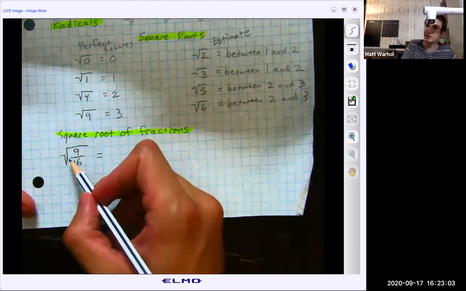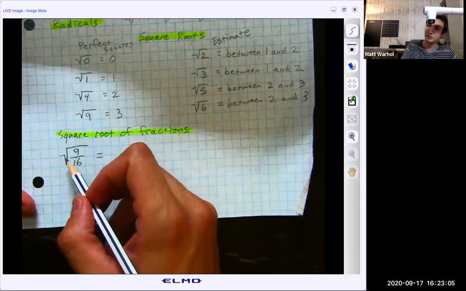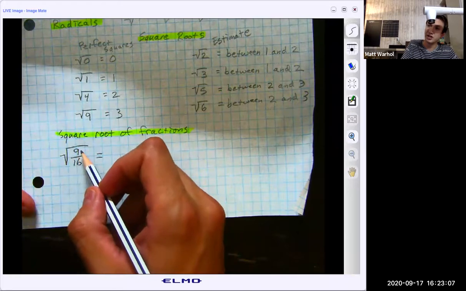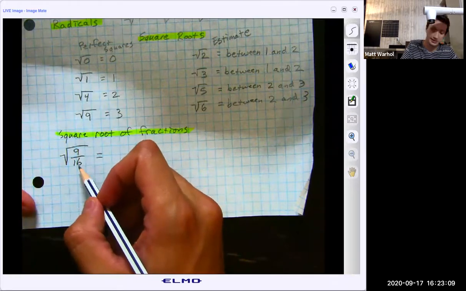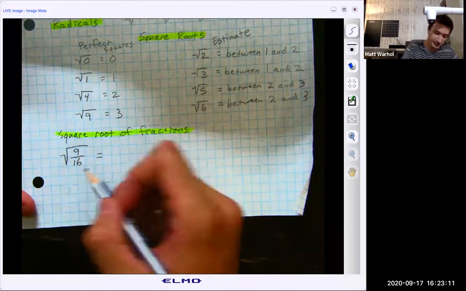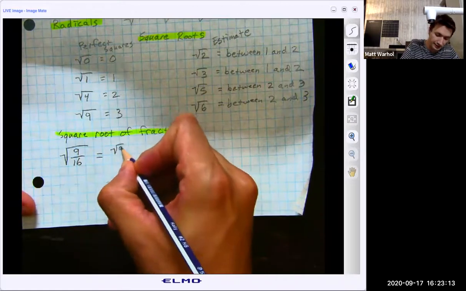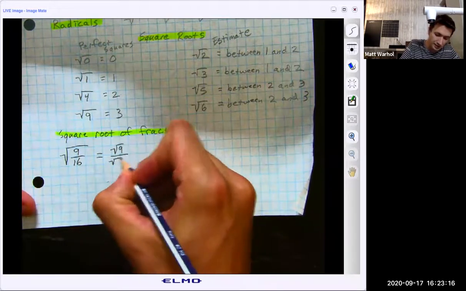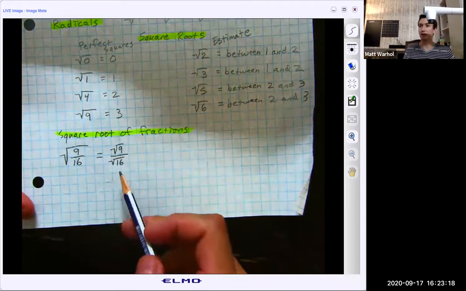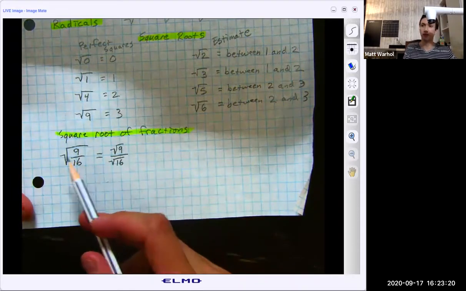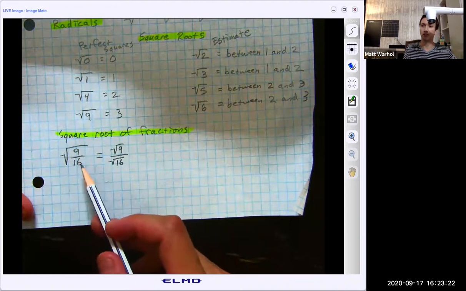I think of it like this. You can take the square root symbol, the radical sign, and you can share it and distribute it between the 9 and the 16. So instead of writing it like this, I can write it like this, and this gives you the same answer as this. This means what number times itself makes 9/16.